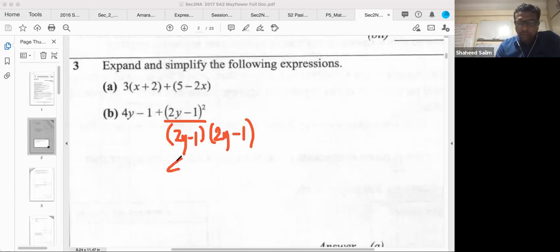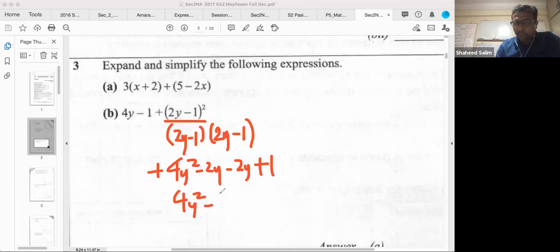2y times 2y gets 4y squared. 2y times minus 1 is minus 2y. Minus 1 times 2y is minus 2y. Minus 1 times minus 1 becomes plus 1. Okay, so this one later becomes minus this one: 4y squared minus 4y. Why minus 4y? You add 2y and 2y, you get 4.